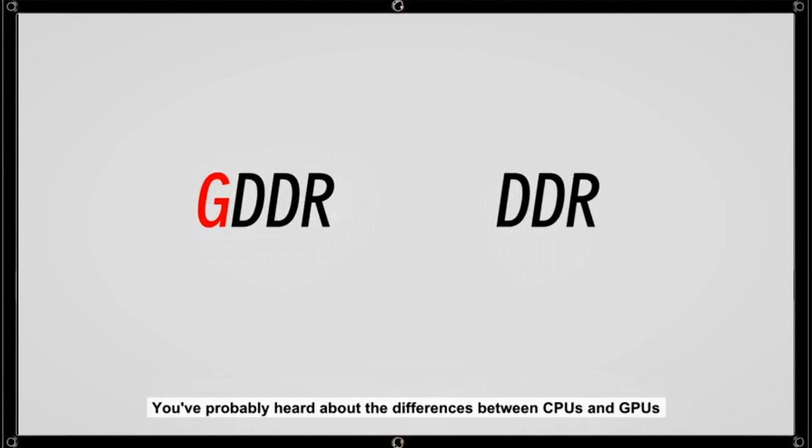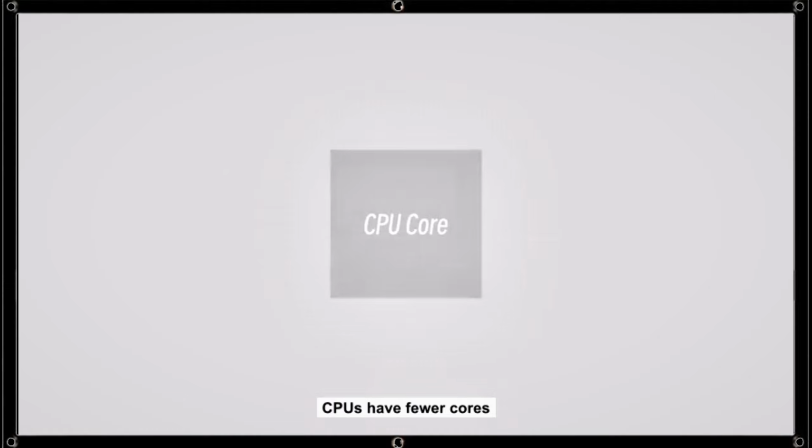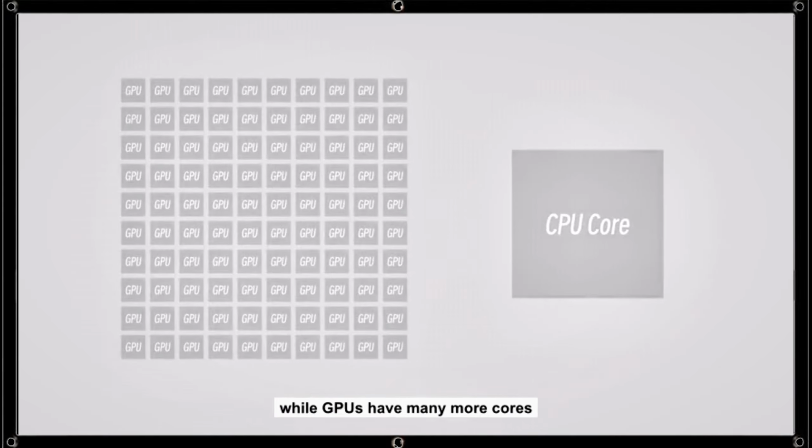You've probably heard about the differences between CPUs and GPUs. CPUs have fewer cores, but each core is very powerful, while GPUs have many more cores, but each core is relatively weaker. This means GPUs are inherently suited for parallel tasks.